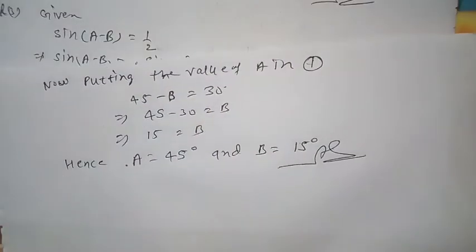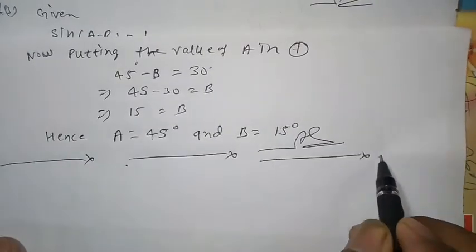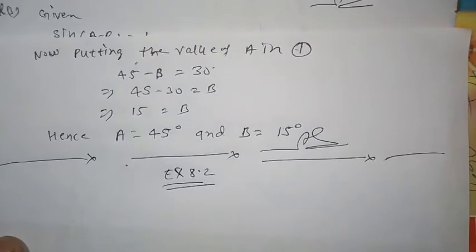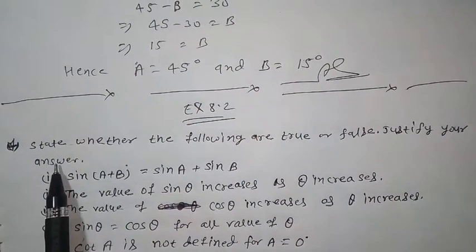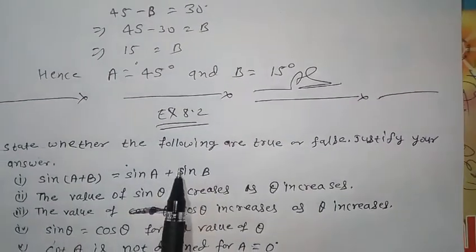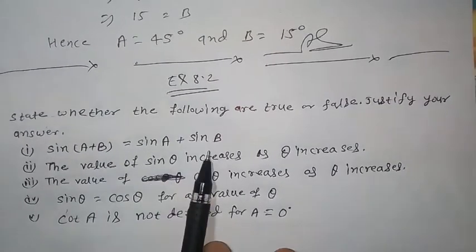Now the next question of exercise 8.2. Question number 4. State whether the following are true or false. Justify your answer. Question number 1. sin(A + B) = sin A + sin B.